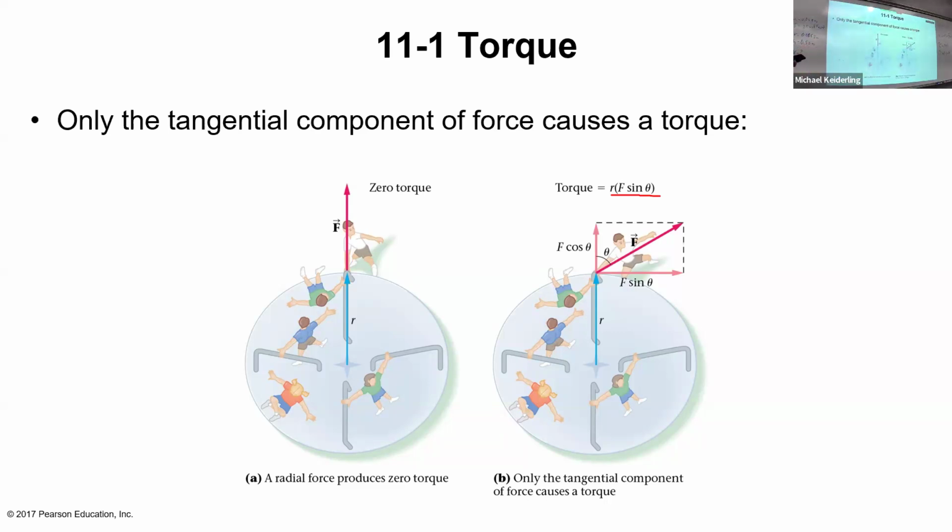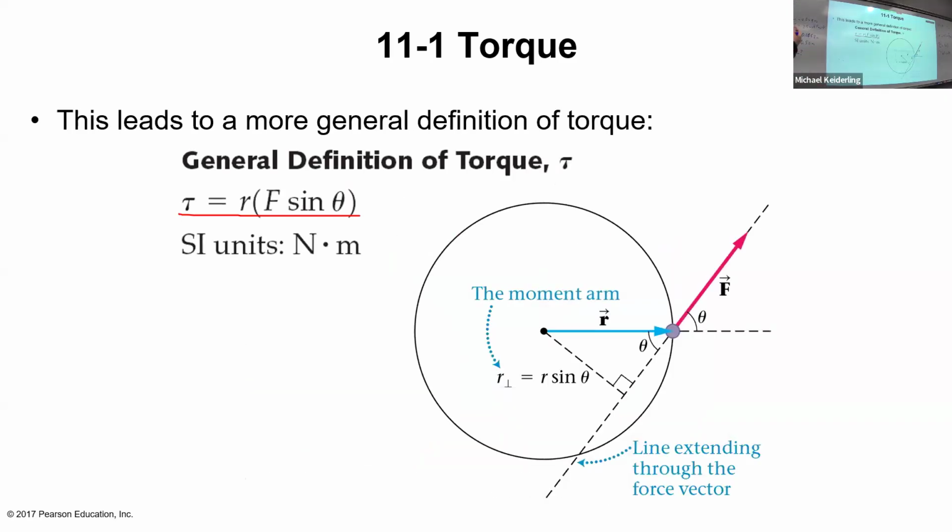So only the tangential component. If you apply a force in line with the radius, you get zero torque. If you pull out on a rotating thing, it doesn't rotate it. So torque is the equivalent of force for rotation. So this leads to the more general definition: torque is equal to radius times force times the sine of the angle between them. Yeah, it's radius cross force.